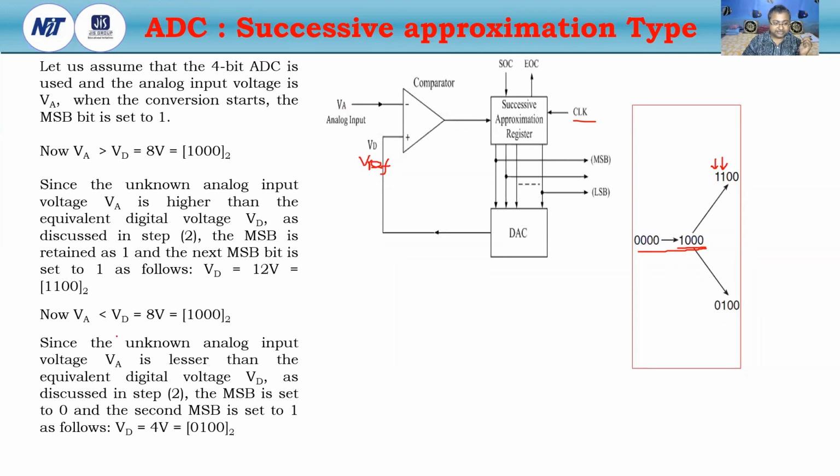Since the unknown analog input voltage VA is lesser than the equivalent digital voltage VD, as discussed in step 2, the MSB bit is set to 0. Why? Because the comparator output is 0, because this VA is less than VD. If it is 0, then the MSB bit should be 0 and the next MSB should be 1. That means the MSB bit is set to 0 and the second MSB bit is set to 1, or simply, just reverse the two MSBs. So this should be 0 and the second MSB should be 1.